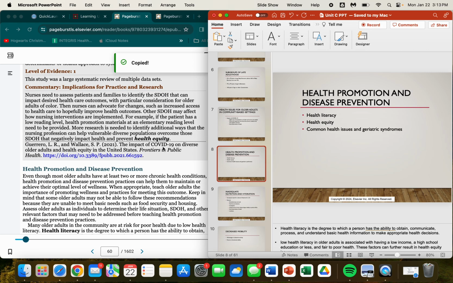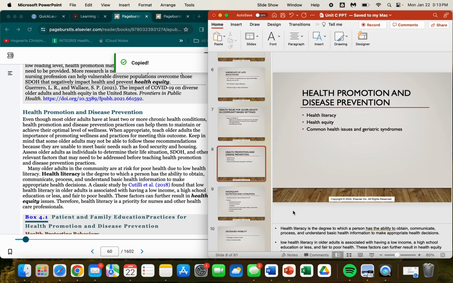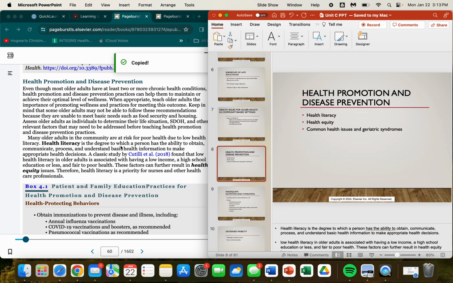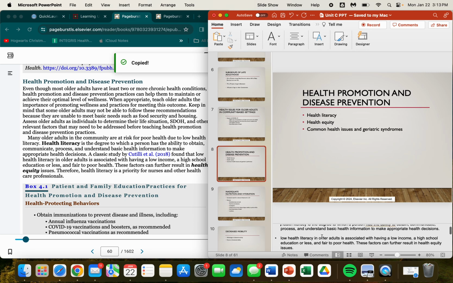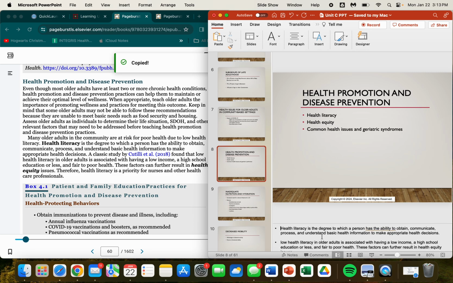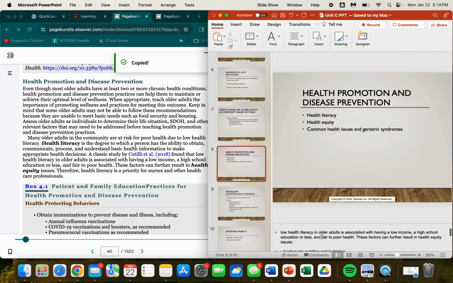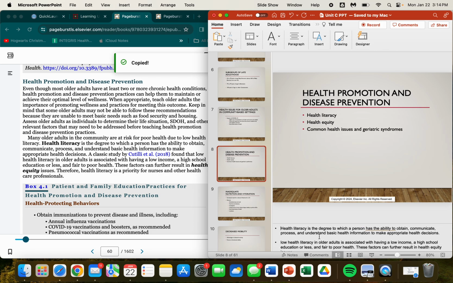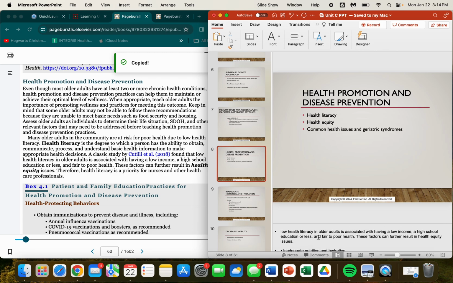Moving on, when we talk about social determinants of health, we kind of overlap into health literacy and health equity. Health literacy is the degree to which a person has the ability to obtain, communicate, process, and understand basic health information, okay? And then low literacy in older adults is associated with having low income, low education, and fair to poor health, which can result in health equity issues.